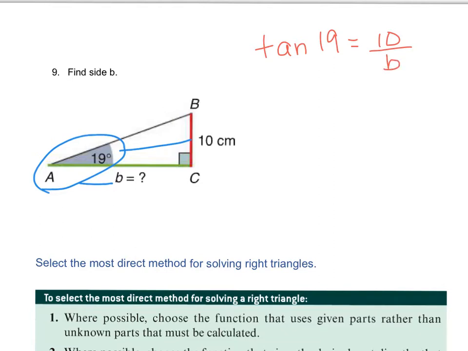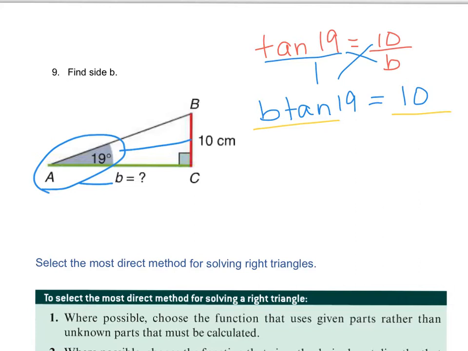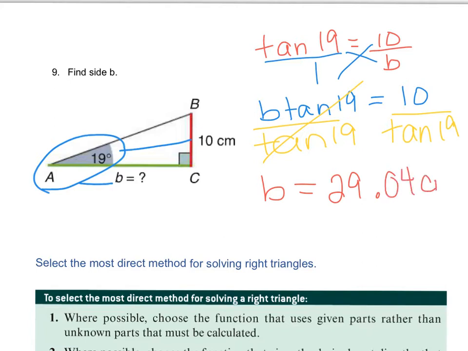And I'm going to do like I did before, where I pretend that I'm solving a proportion and that I'm going to cross multiply. So I'm going to have b times tangent 19, and I'm going to have 1 times 10. And I will solve for b by dividing both sides by tangent 19. If you prefer to turn tangent 19 into a decimal, you can. It's usually a little cleaner to just leave it. So we can type in our calculator 10 divided by the tangent of 19 degrees, and we should see that side B is approximately 29.04 centimeters.